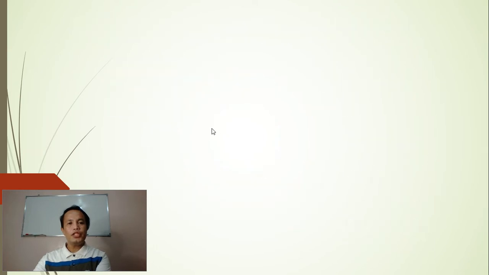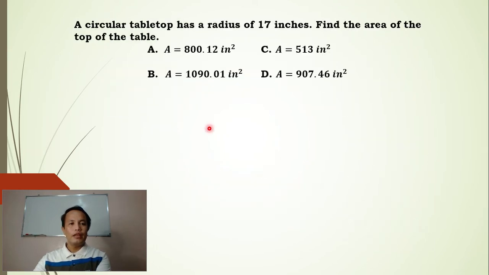Now let's proceed to another example. A circular tabletop has a radius of 17 inches. Find the area of the top of the table. So, letter A, 800.12 inches squared. Letter B, 1090.01 inches squared. Letter C, 513 inches squared.